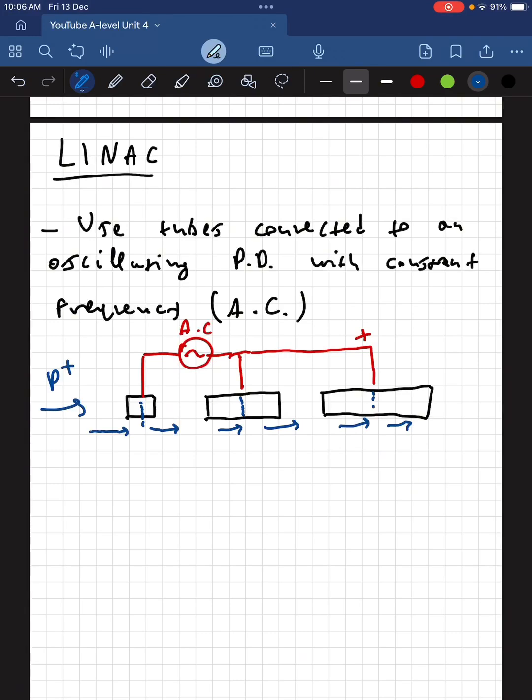But the frequency at which the polarity changes is constant. Therefore, the proton will have a different velocity each time, so its velocity is going to keep increasing, and because the velocity is going to keep increasing, we need the tubes to become progressively longer to accommodate for that change in velocity. Okay, so we switch polarity constantly.